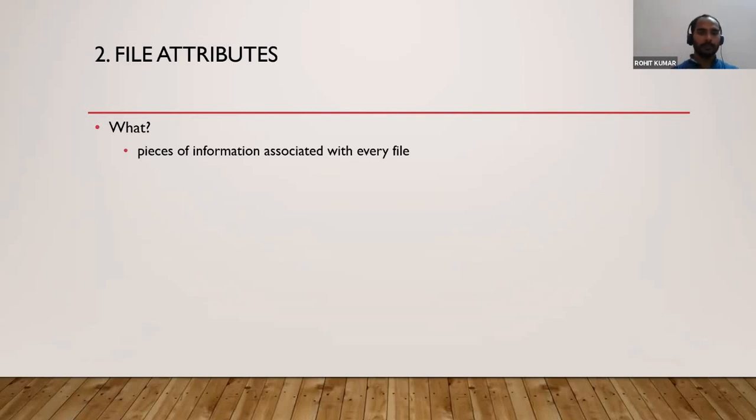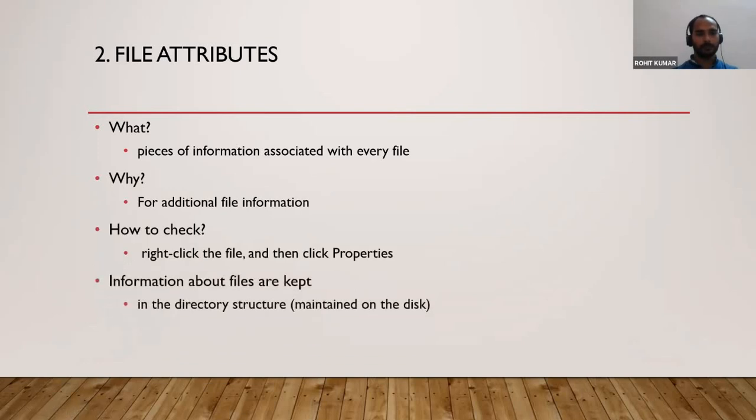For example, in the next slide, I have written it. Firstly, we discuss what a file attribute is. We'll say that it's just a piece of information that is associated with every file. Now, if there are multiple attributes, then multiple pieces of information are present. And obviously, we want additional information, because if you only know the name of the file and its extension, then it's very limited information.